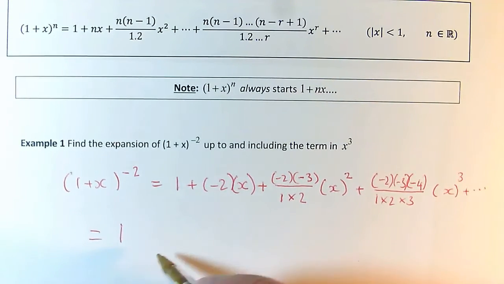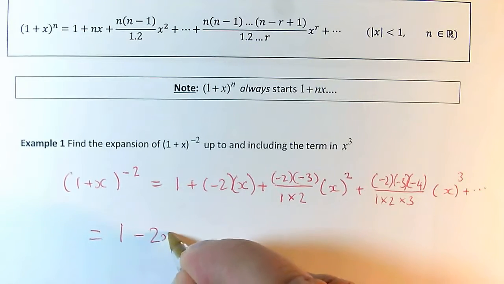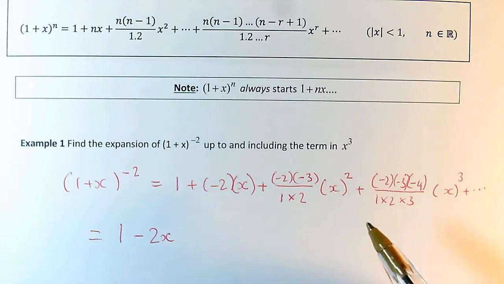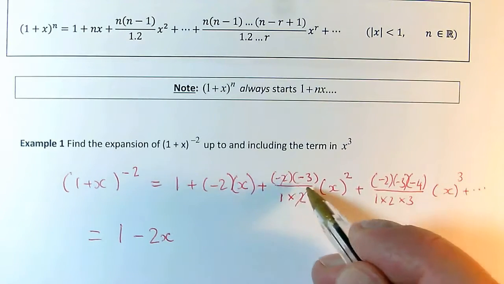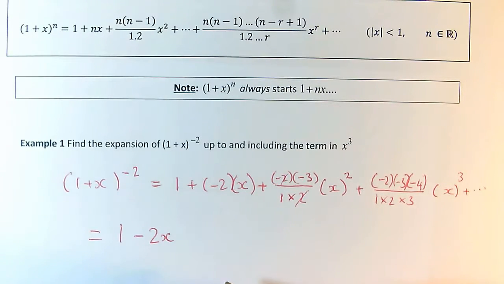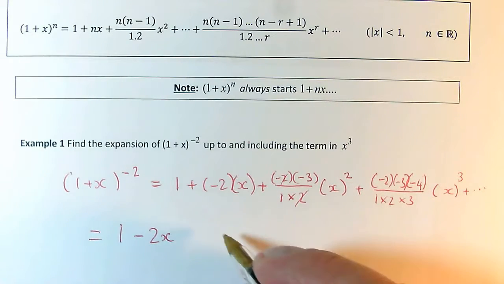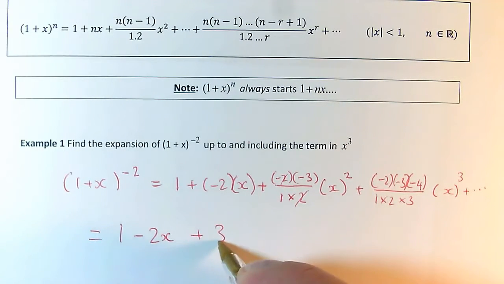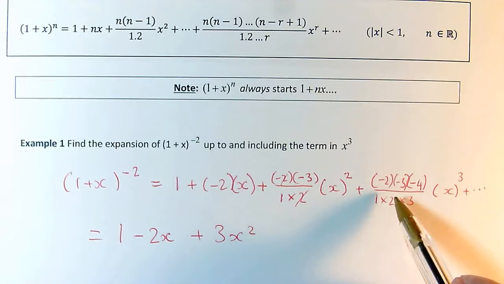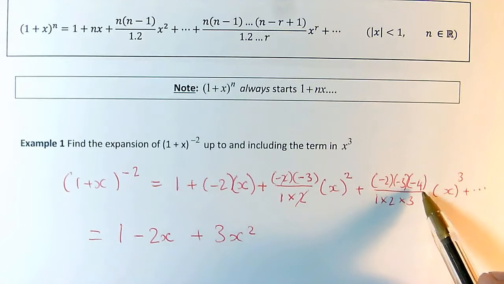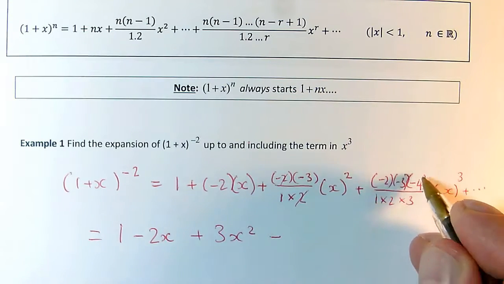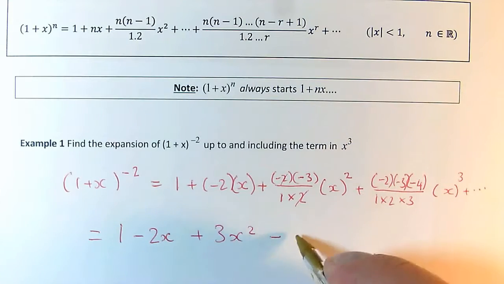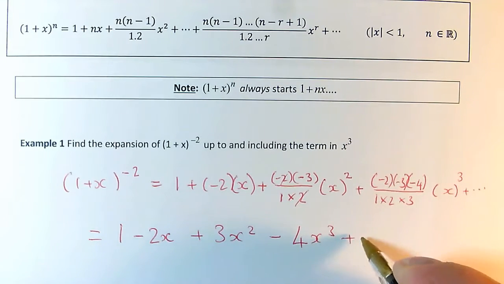So it equals 1, and then minus 2 times x is minus 2x. Now in this particular case, I've just got an x squared from this bit, so I can simplify this fraction. A 2 cancels with a 2 here. Minus 2 times minus 3 divided by plus 2 is actually, so the minus times minus is a plus, so this is going to be plus 3x squared, and this is minus 2 times minus 3 times minus 4, which is minus 24 on the top. Minus 24 divided by plus 6 is minus 4x cubed plus dot dot dot.